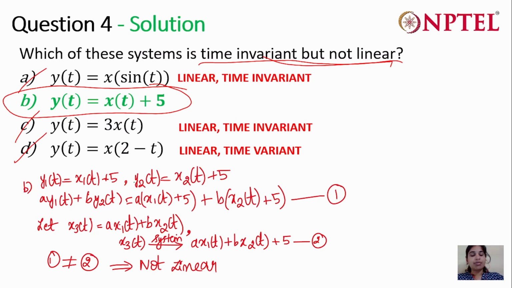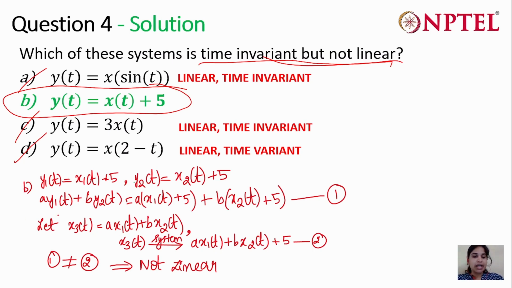Now, if I directly add and scale the input and then give it to the system, that is, if I give the input a into x1 of t plus b into x2 of t to the system, my output will be only a into x1 of t plus b into x2 of t plus 5. So this 1 and 2 are not the same. So the system is not a linear system.